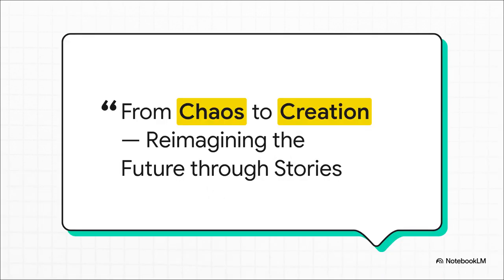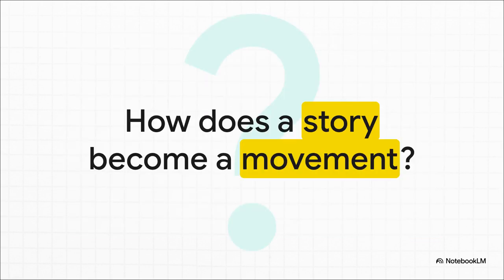At its heart, this whole thing is a philosophy about turning friction, conflict and chaos into something new and constructive. It's all about taking the messy, complicated parts of our world and using stories to reimagine and actually build a different future. And that leads us to the central question we're digging into today. How does a simple narrative, an idea, a tradition, a struggle, how does that actually transform into a full-blown movement? It's a pretty fascinating process, and we're going to break it all down.